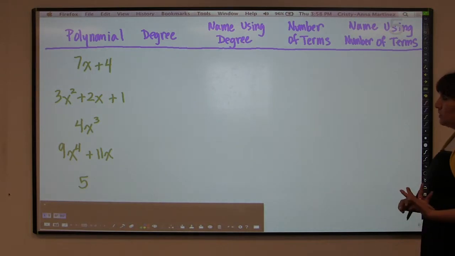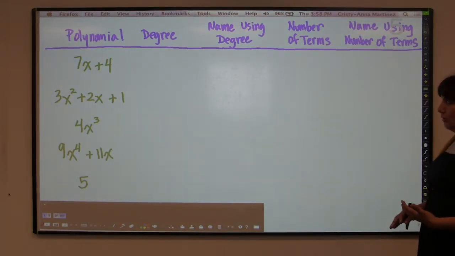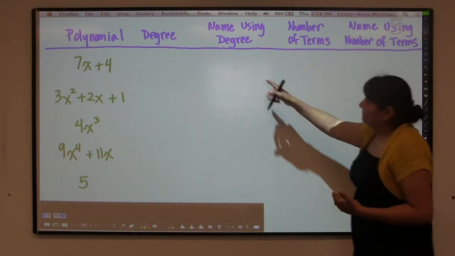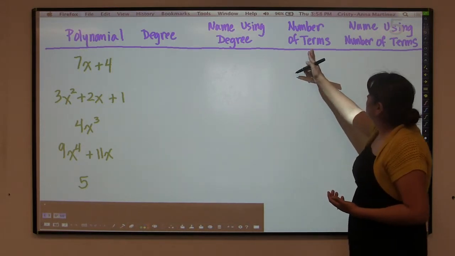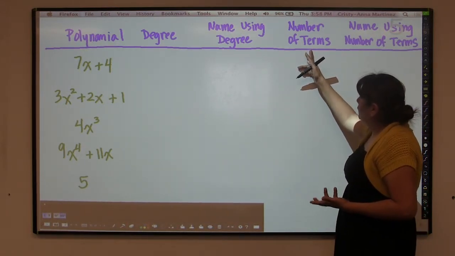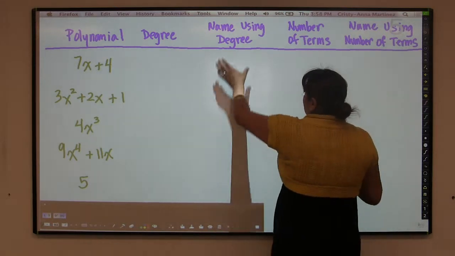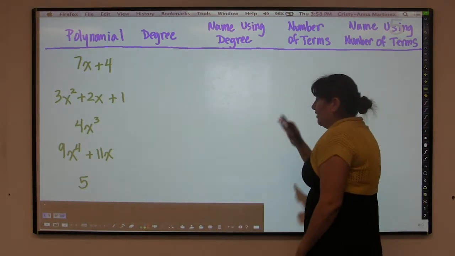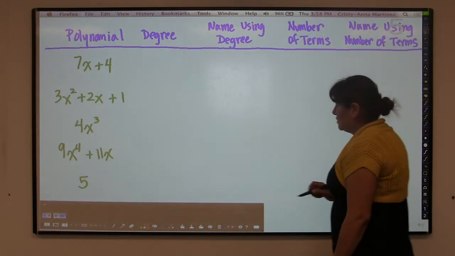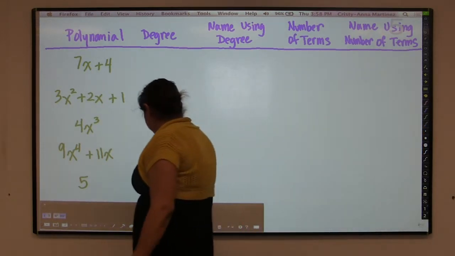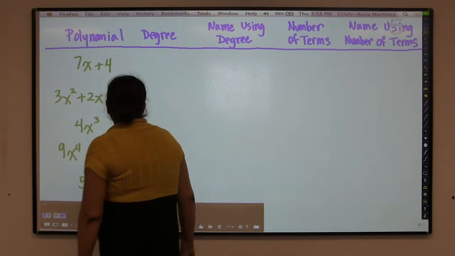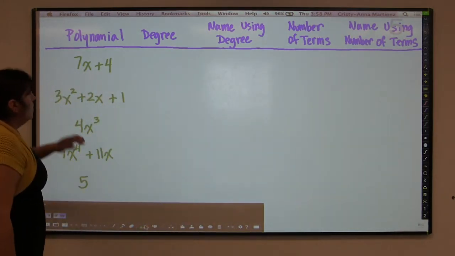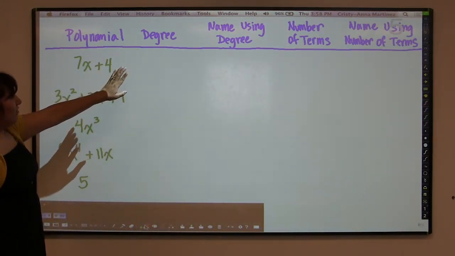So now I'm going to give you guys a way to classify polynomials based on the number of terms and on the degree. So we have two names. We have a name for the degree and a name for the number of terms. Okay? So I'm going to fill in this chart with you, and we're just going to get started here. Okay? First of all, degree. Remember, this is asking for the degree of the polynomials.